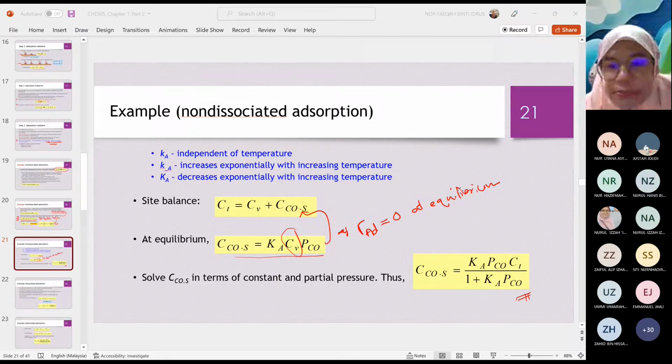Doktor ada tunjuk slide lain ke, doktor? Oh, ya ke? Lupa. Tadi, saya bukan tunjuk slide lain. Saya tunjuk PDF file. Sekejap, saya stop sharing, saya share lagi yang lain. Okay, boleh nampak?